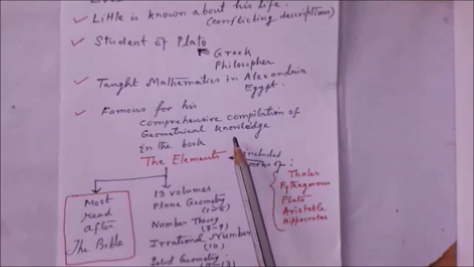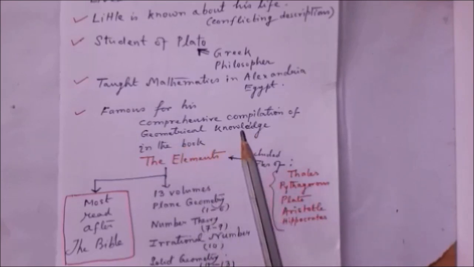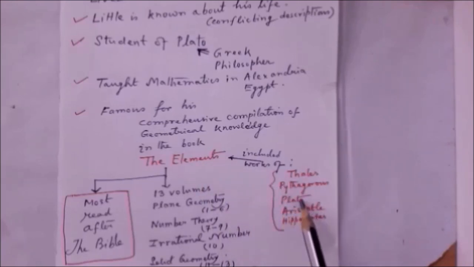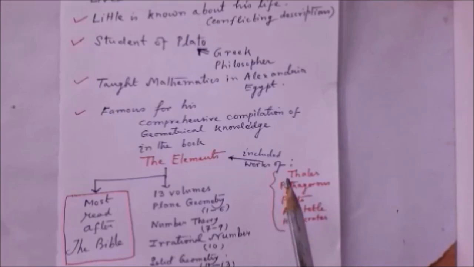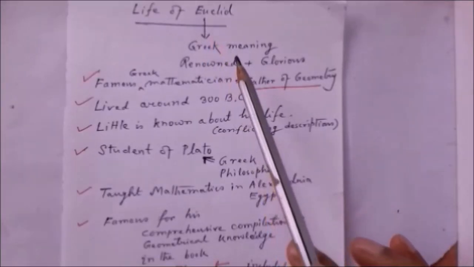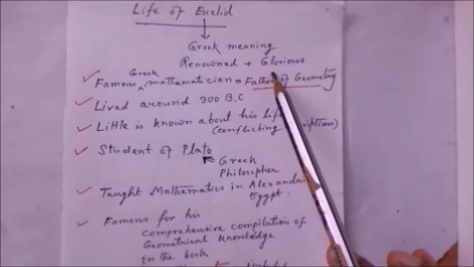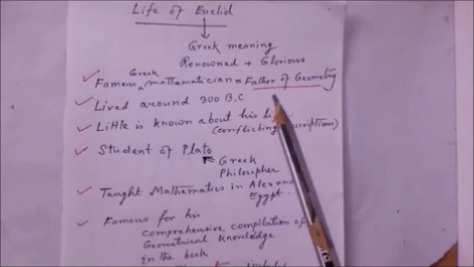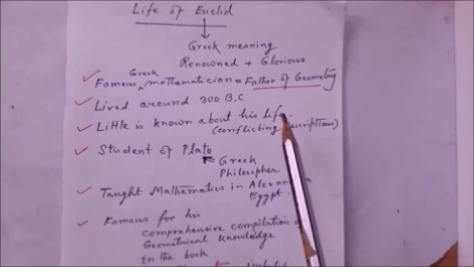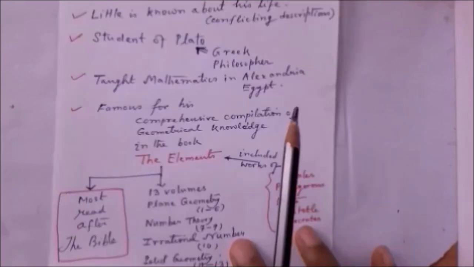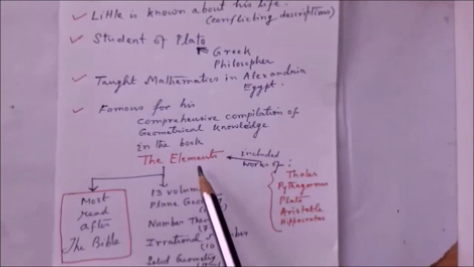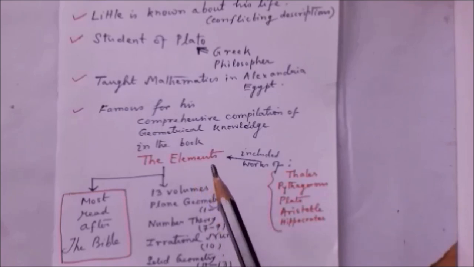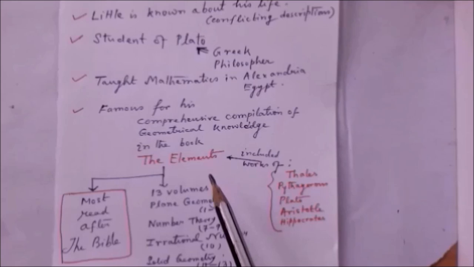This book contained a compilation of knowledge of geometry, principles of geometry, and included works of great people like Pythagoras, Thales, Plato, Aristotle, Hippocrates, and so on. The name Euclid in Greek means renowned and glorious, and it goes without saying that Euclid, who is called the father of geometry, could do justice to his name. Euclid's work, The Elements, contained statements, proofs, and descriptions of things related to geometry, and they were based upon 5 postulates.